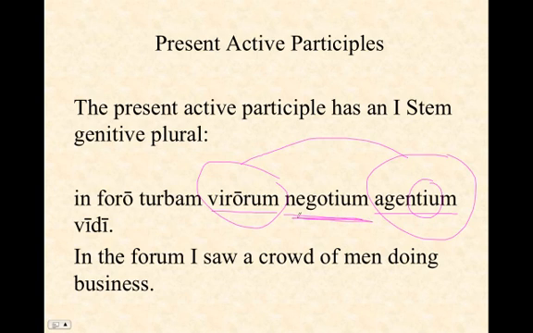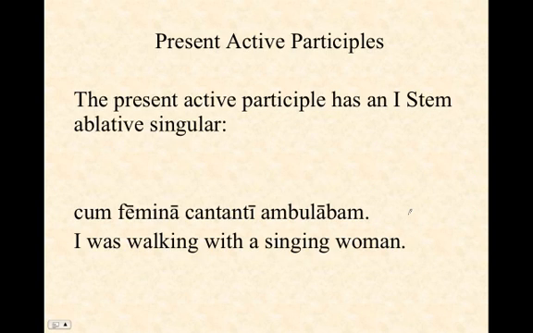When a participle has a direct object, it will be very normal for that direct object to go between the noun and its participle. Also, an adverb, which is describing the action of the participle, would normally go between that noun and the participle. The present active participle has an i-stem ablative singular.